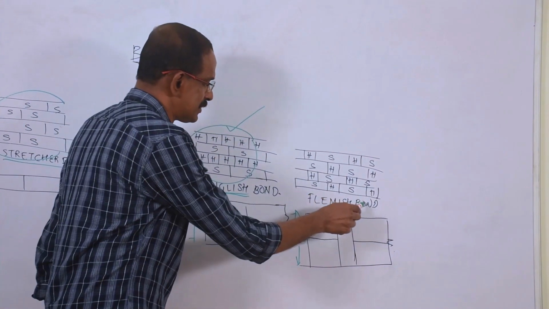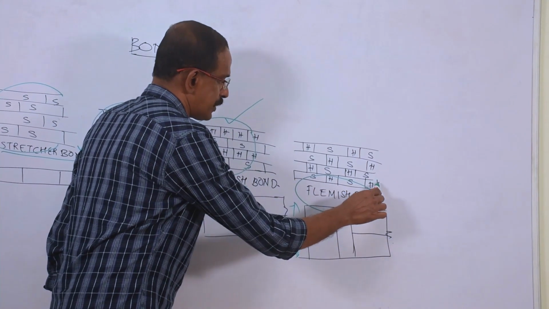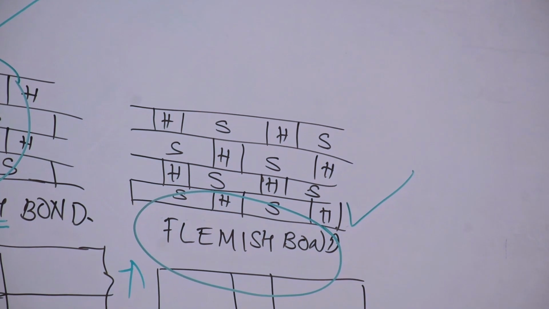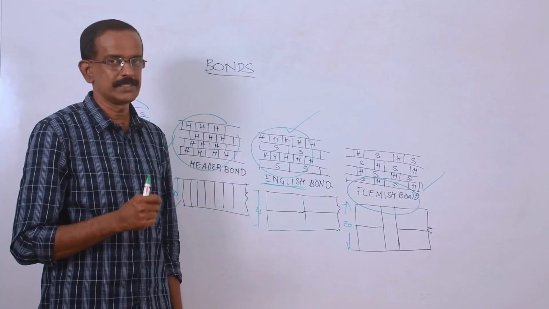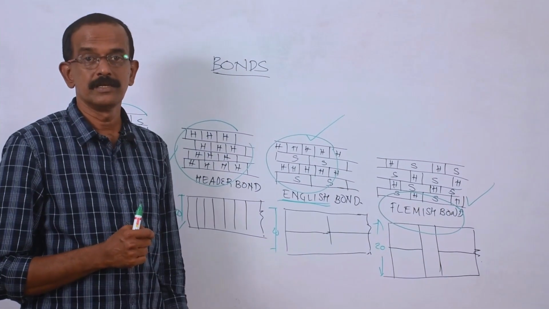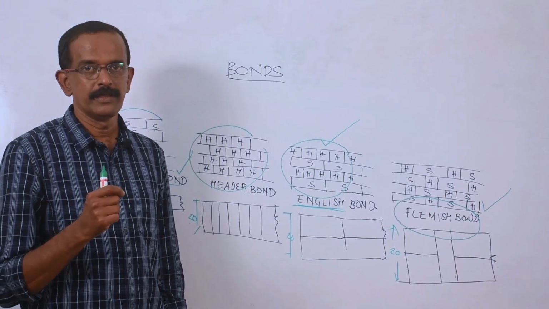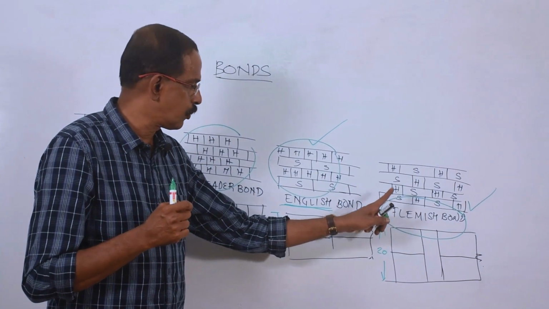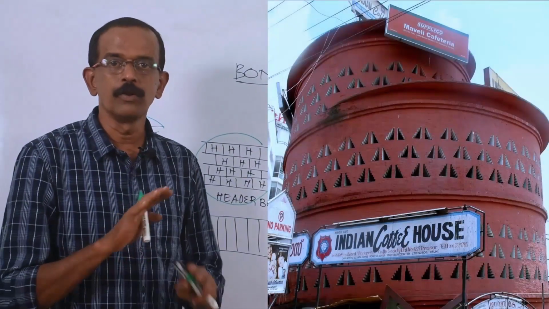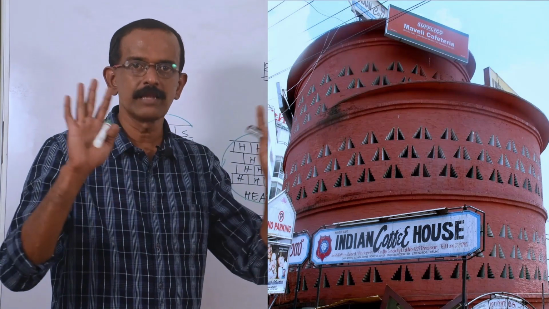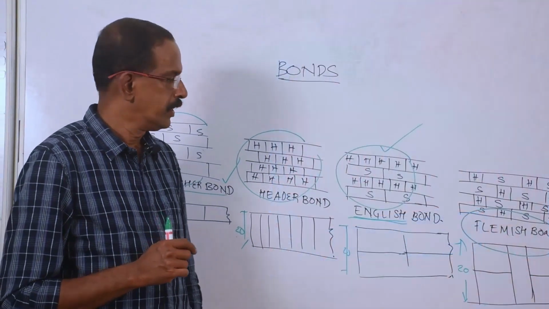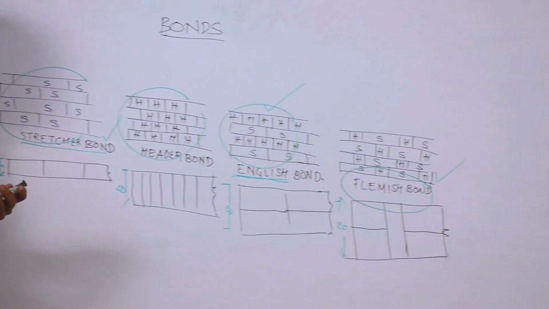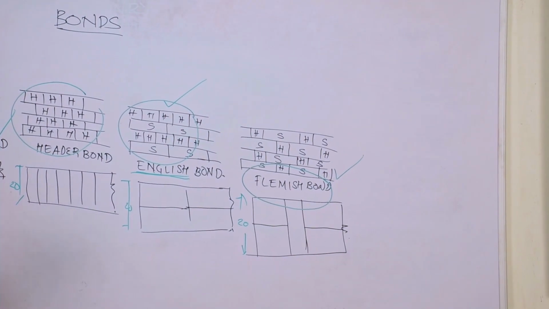So the arrangement of bricks in Flemish bond looks very aesthetic. So appearance-wise, Flemish bond is the best. That is why if any construction is made by Flemish bond, it will not be plastered, because that itself gives some appearance. Now we will see how the English bond and Flemish bond are arranged to construct a wall.